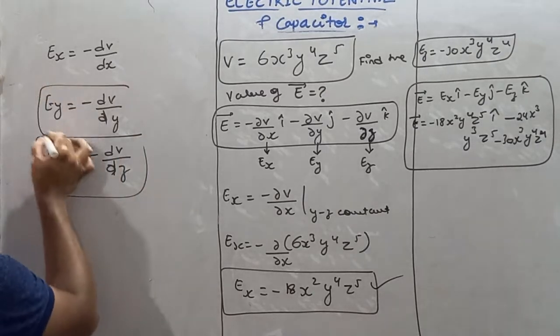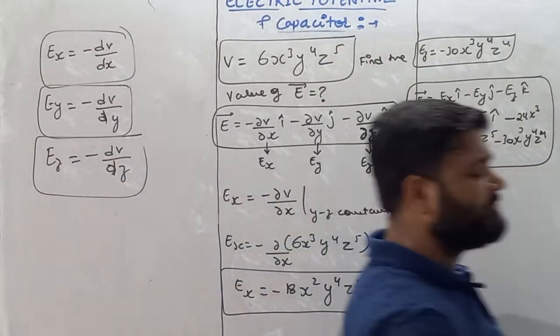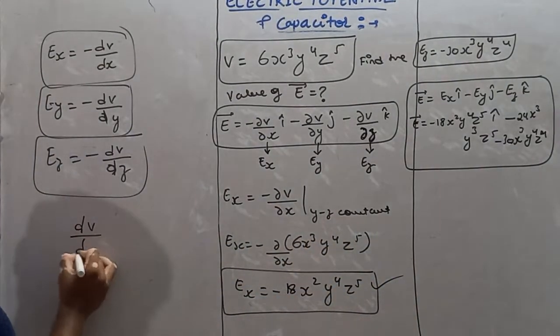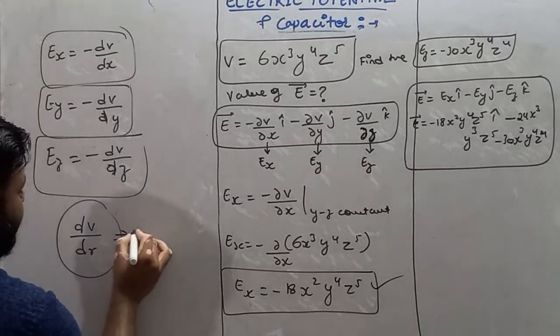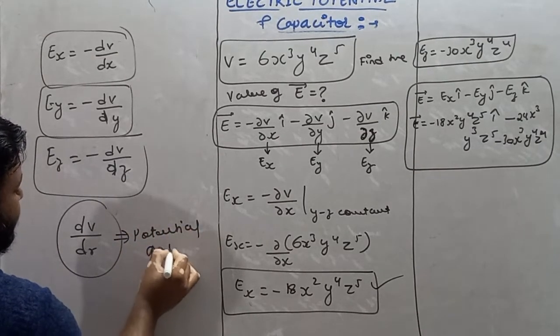So basically what we are performing is differentiation with respect to displacement. This term dV by dr means change in potential with respect to change in displacement. This term is called potential gradient.